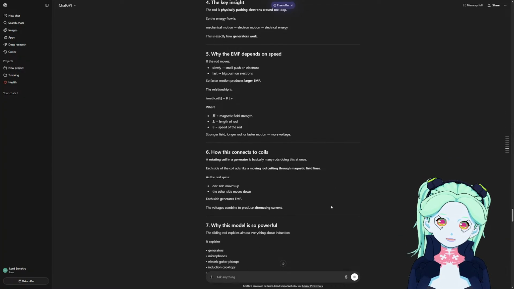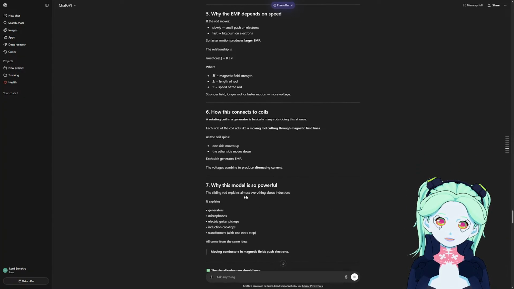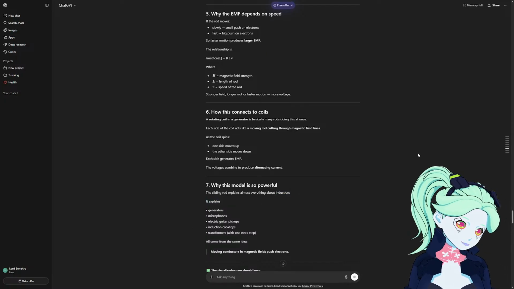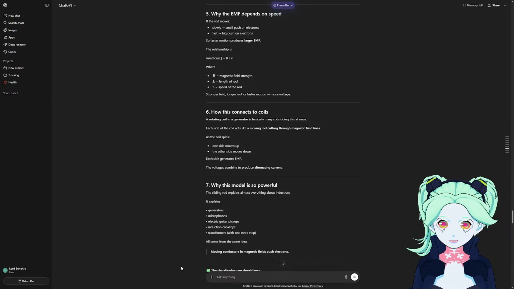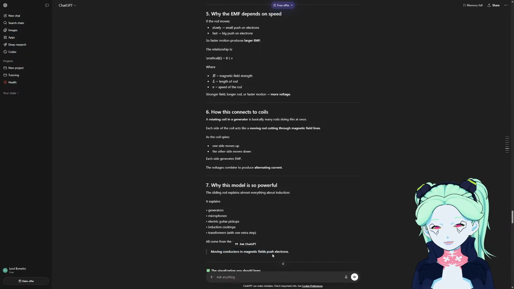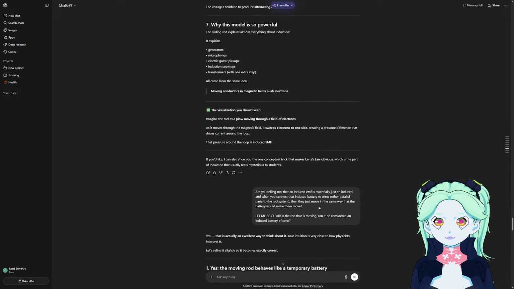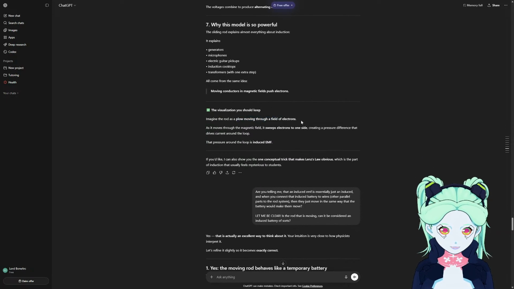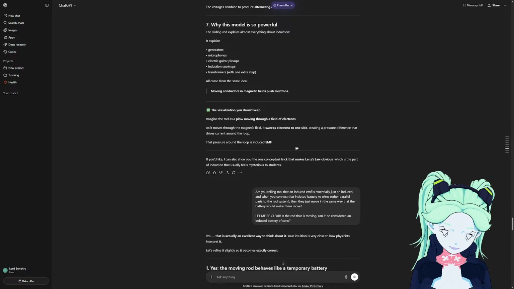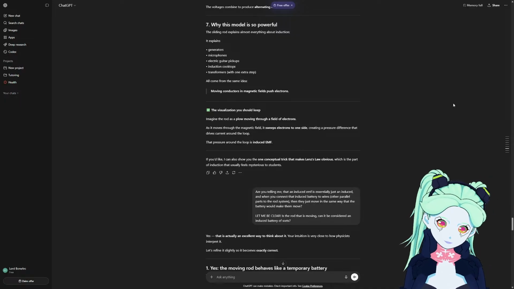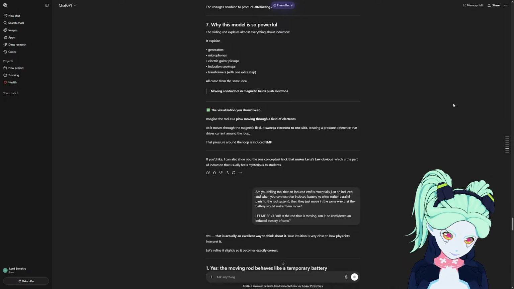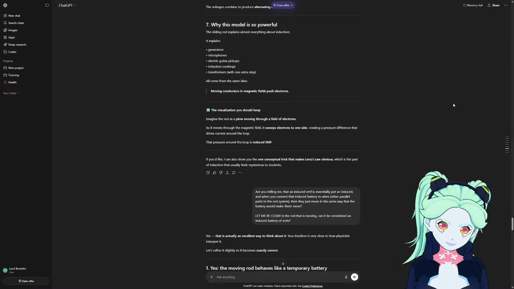Why this model is powerful. The sliding rod explains almost everything about induction. It explains generators, microphones, electric guitar pickups, induction cooktops. All come from the same idea: moving conductors in magnetic fields push electrons. The visualization you should keep: imagine the rod is a plow moving through a field of electrons. As it moves through the magnetic field, it sweeps electrons to one side, creating a pressure difference that drives current around the loop.